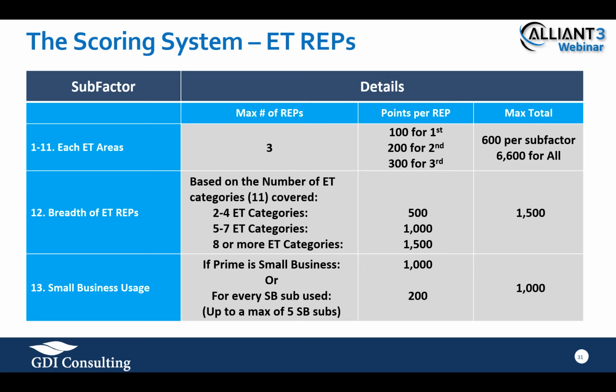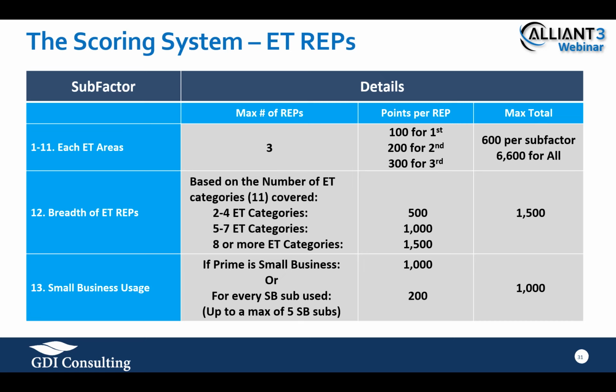5 to 7 categories, you get 1,000 points. And 8 or more categories, say you have all 11, you get 1,500 points. So the maximum is 1,500. So that's the breadth of ET RAPs.